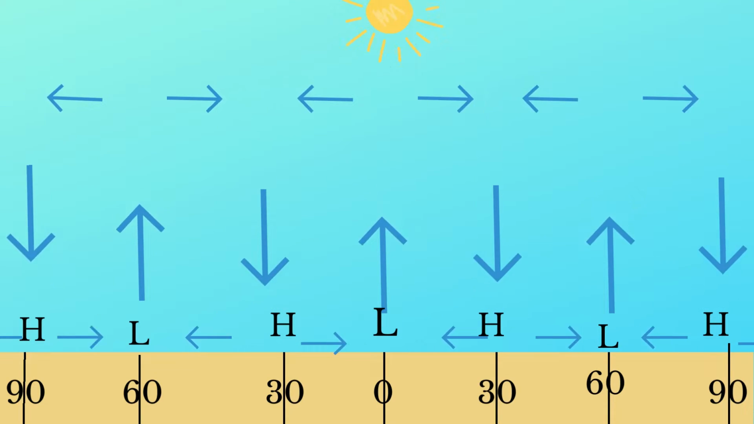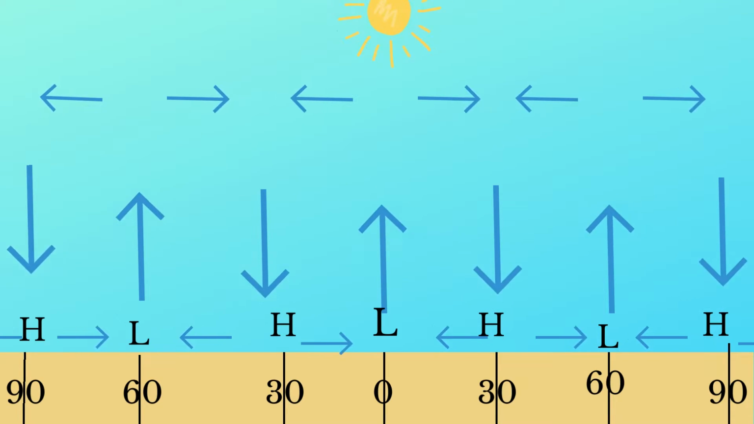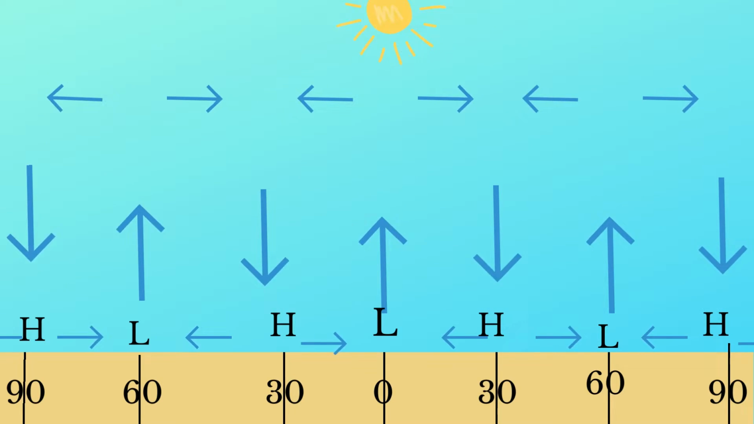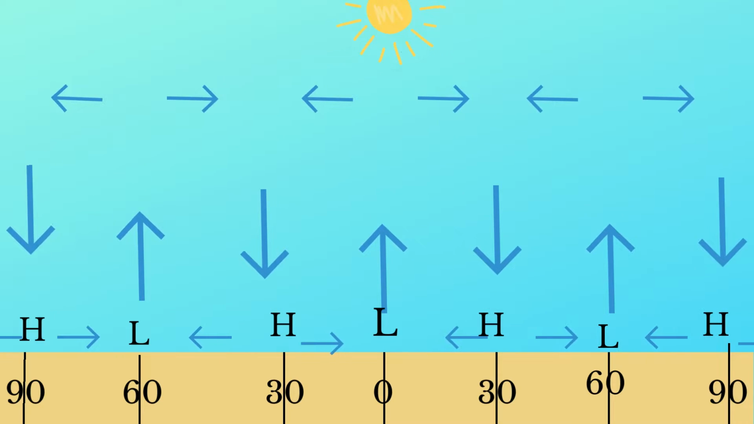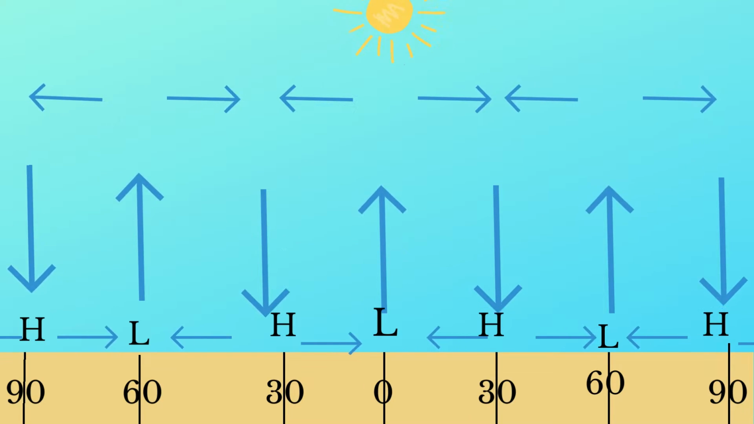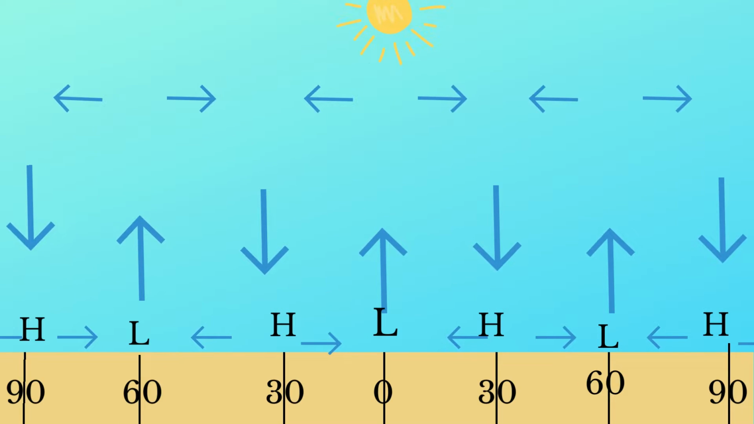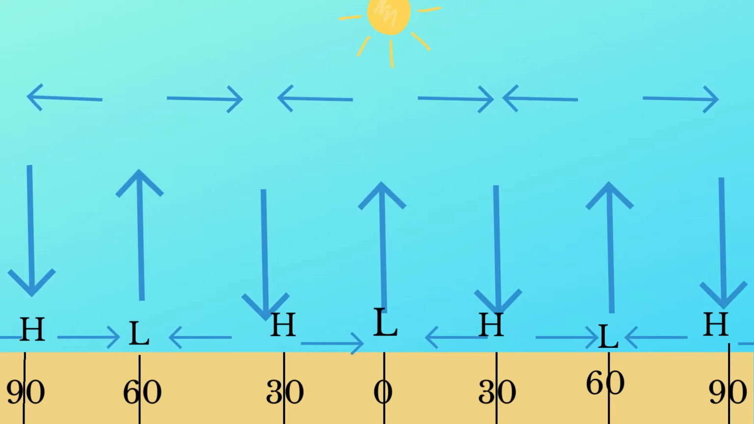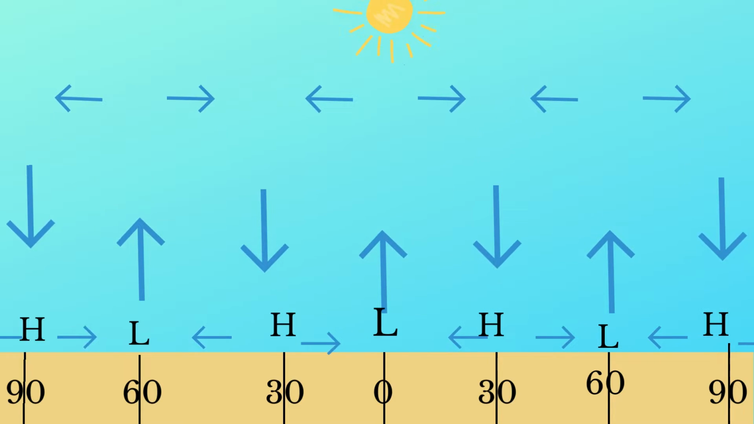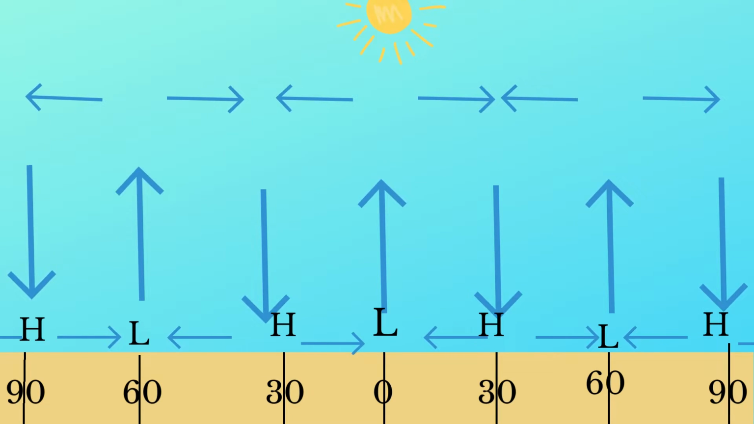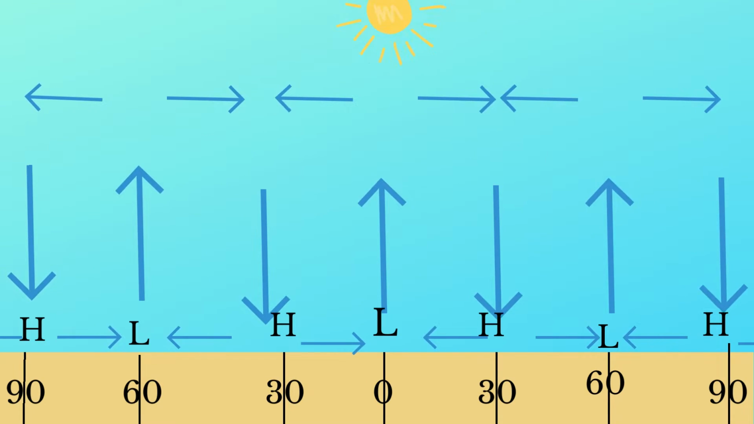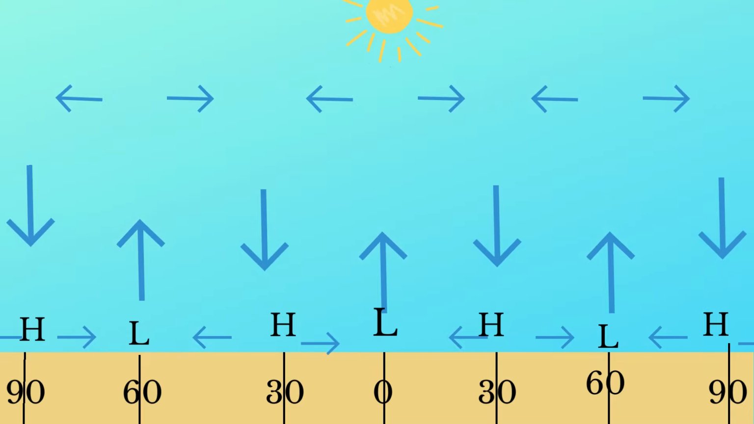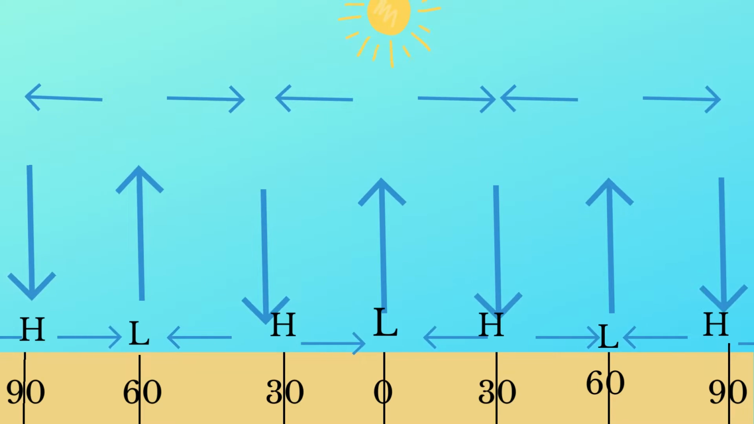Another pattern I want you to observe is that there are alternating belts of high and low pressure along the surface. So at 90 degrees, we have a high pressure belt. At 60, there is a low pressure belt. At 30, there is a high pressure belt again. And at the equator, there is a low pressure belt. And this occurs on both hemispheres.